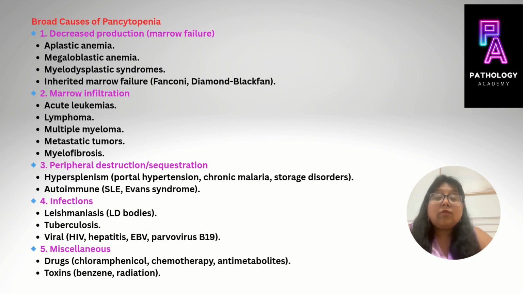For peripheral destruction of blood cells or sequestration of blood cells, the causes could be hypersplenism and autoimmune diseases like SLE, Evans syndrome. In infections, it could be because of leishmaniasis, tuberculosis, viral infections like HIV, hepatitis, EBV, parvovirus B19. Miscellaneous causes of pancytopenia include drugs like chloramphenicol, chemotherapeutic drugs, antimetabolites, and toxins like benzene and radiation.